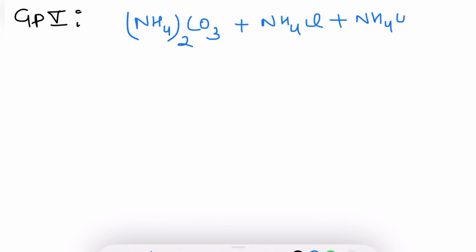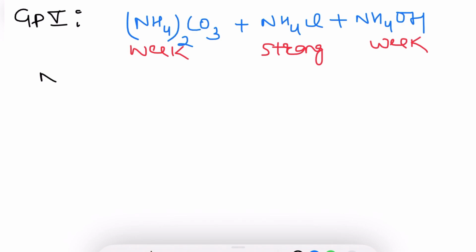Group 5. In group 5, we have ammonium carbonate as a group reagent in the presence of ammonium chloride and ammonium hydroxide. Ammonium carbonate is a weak electrolyte. Ammonium hydroxide is a weak electrolyte, but ammonium chloride is a strong electrolyte here.